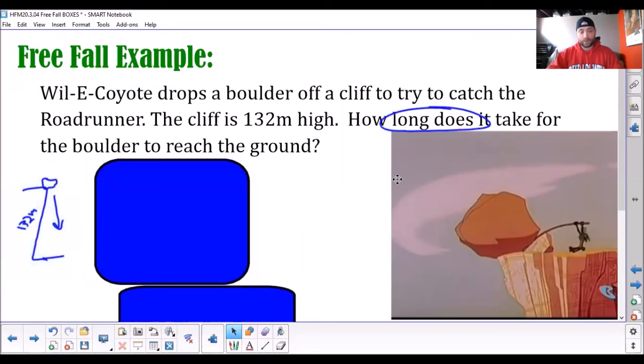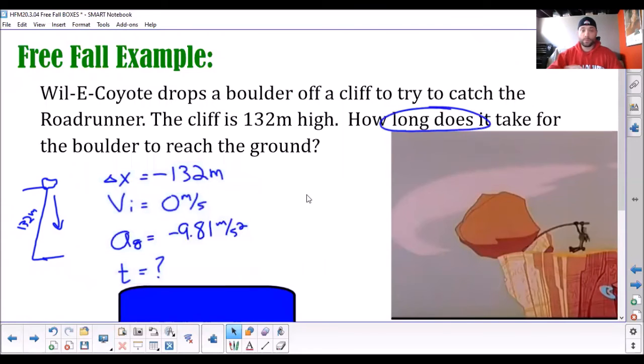First, draw a picture. Again, the only thing we're given is that it's 132 meters high. You might be like, well, I'm not going to be able to figure out much. But there's a couple things that are implied. If it's being dropped, then your initial velocity is 0. Because it's falling and everything falls at the same rate, your acceleration is negative 9.81 meters per second squared. And we're looking for time.